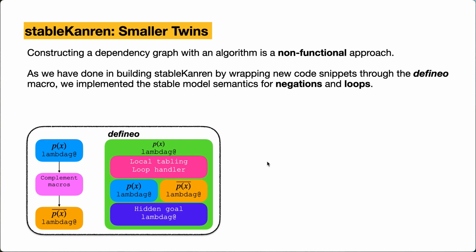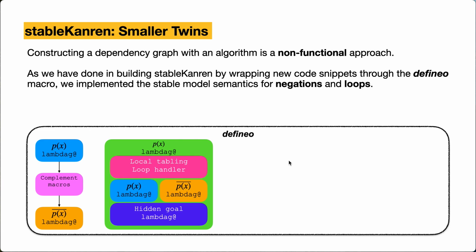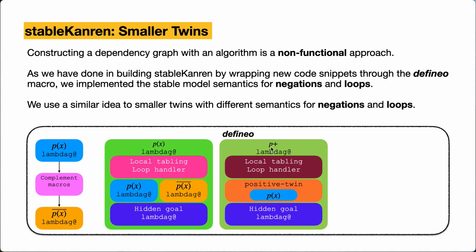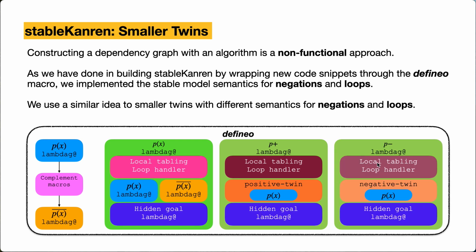Now we may wonder, how about we use similar ideas? We use a similar idea to generate two smaller queries with different semantics for negations and loops. For example, for this P of X, we have one positive twin, P plus, in different colors for the local tabling and the loop handlers, which means we may have different semantics while still using the same P of X from the users. And the same thing here: P minus also has different semantics for the loops and the negations.